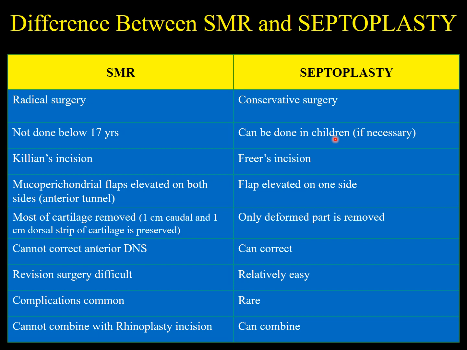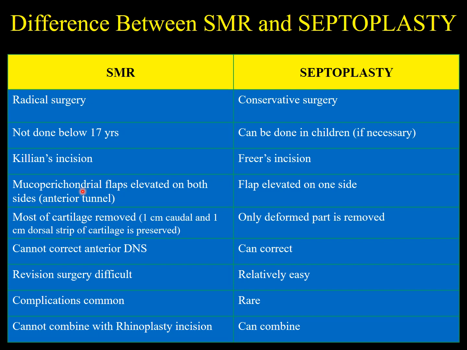So, in children we only perform it in those in whom breathing is too much affected, or the nasal blockage is too severe. Then the incision is Killian's in SMR and Freer's in septoplasty.